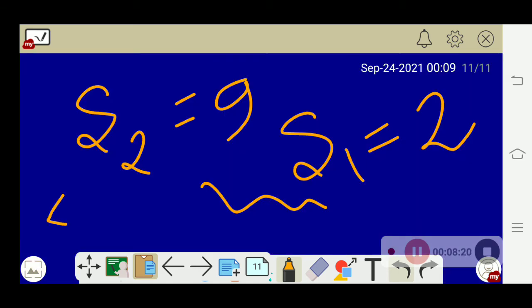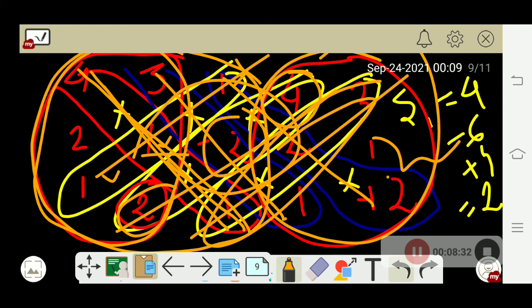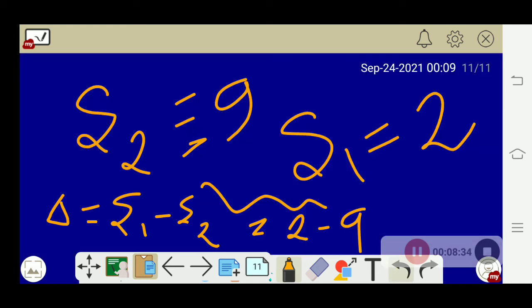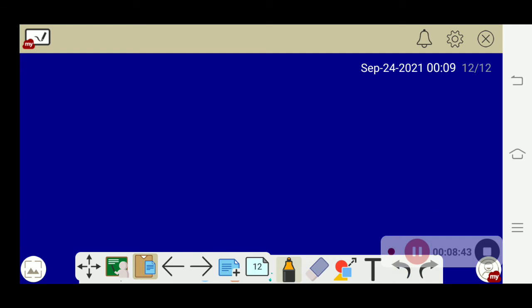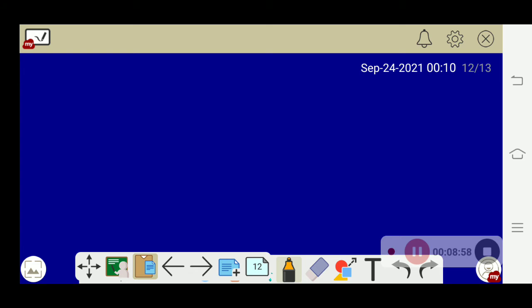So the determinant is S1 minus S2. S2 was minus 9 from the previous page, so it will be plus 9, which equals 11. If you have gone through my previous video, you know how to do this. Please watch my video on how to find the determinant in a shortcut way for IIT JAM physics. So the determinant is 11.